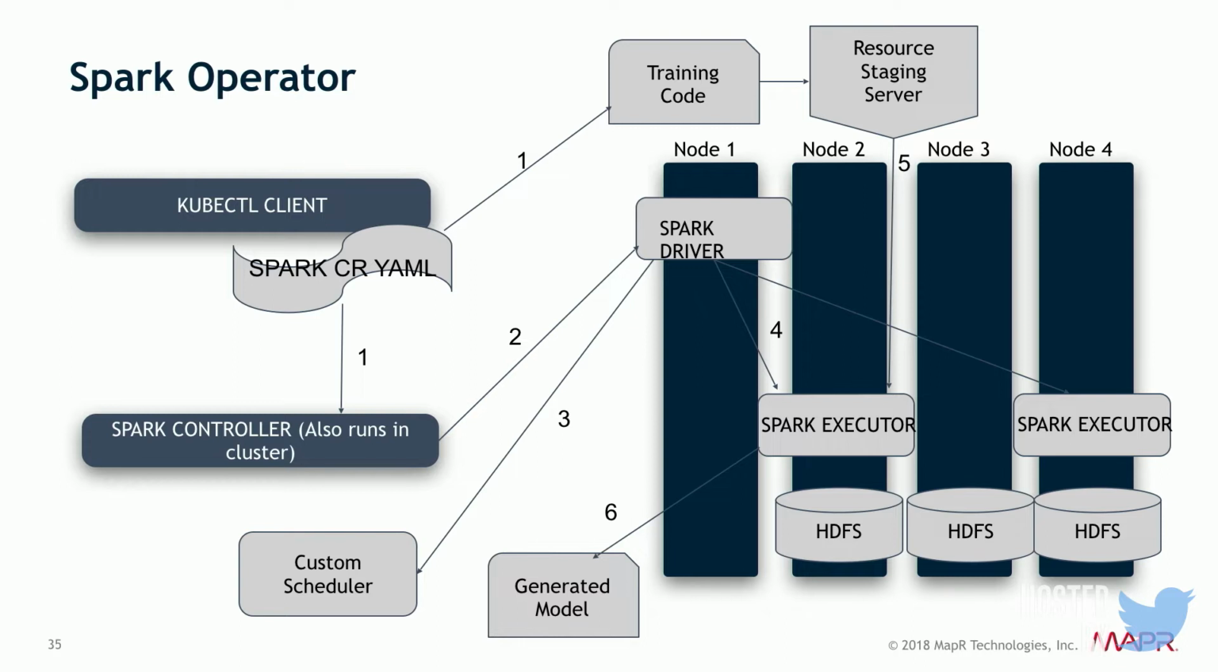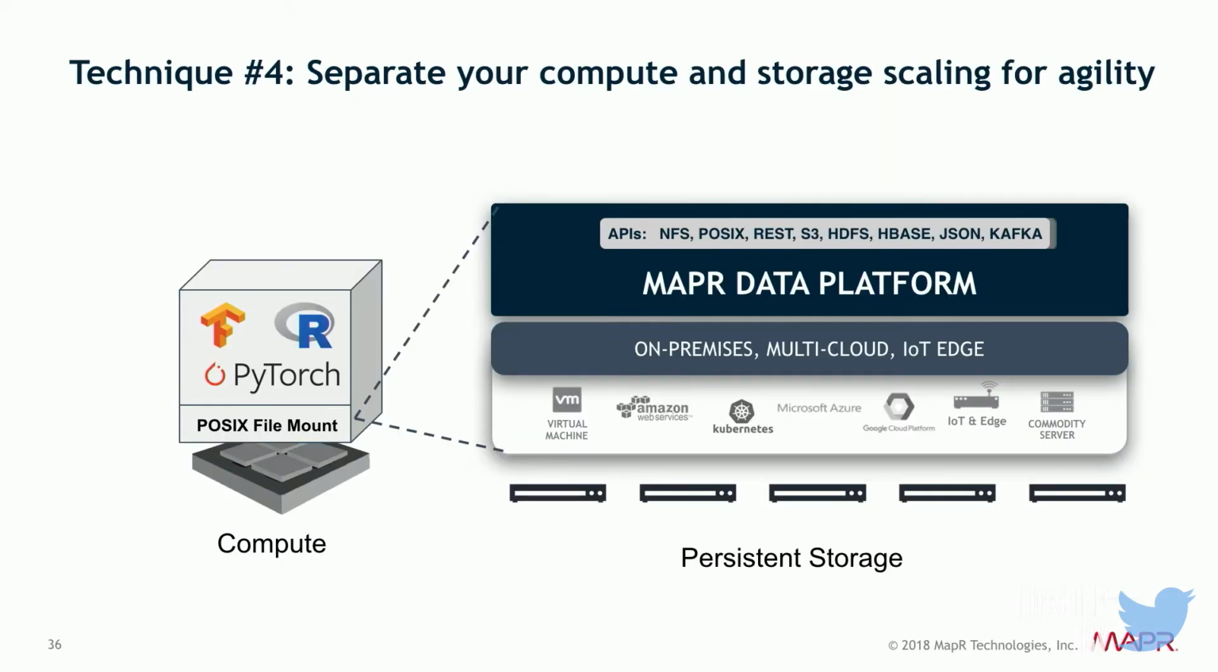The executors get launched on nodes, the right node to talk to the right HDFS instance. The resource staging server can push the training code into each of these executors, so you don't have to have a new container for each Spark job. And you get a generated Spark model at the end that you can use in streaming, et cetera.